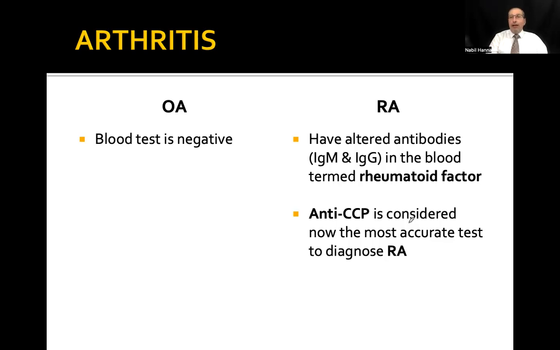There is no actual blood test to diagnose osteoarthritis, so no blood test. In rheumatoid arthritis, we have many blood tests. We have the famous rheumatoid factor, and now anti-CCP is considered the most accurate test to diagnose rheumatoid arthritis, even much better than detecting the rheumatoid factor.